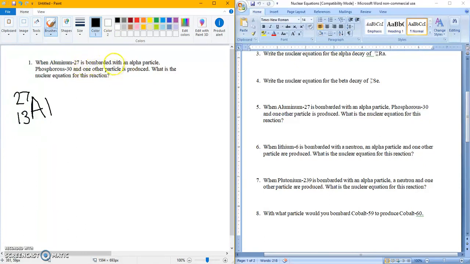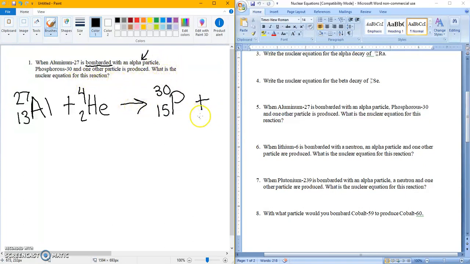Then it says is bombarded with. Bombarded means that I am adding this particle. So I'm adding an alpha particle to the aluminum. I'm going to hit it with enough alpha particles until it reacts to form phosphorus 30. And if I look at the periodic table, phosphorus is number 15. And one other particle is produced. What is the nuclear equation for this reaction?